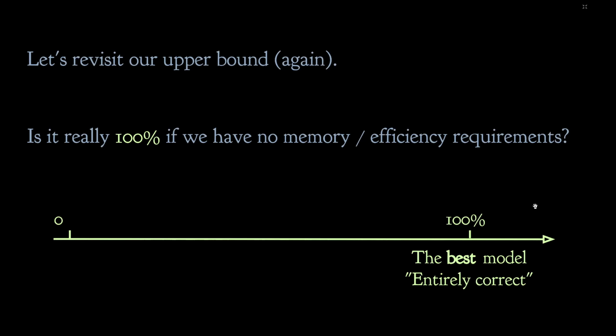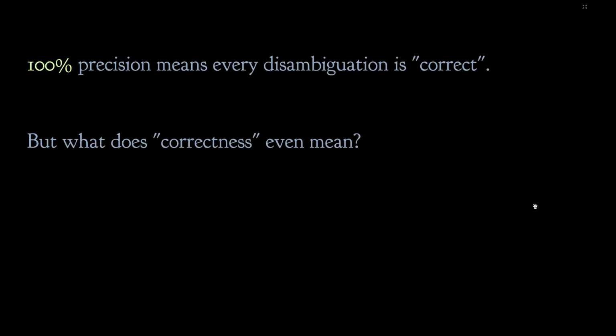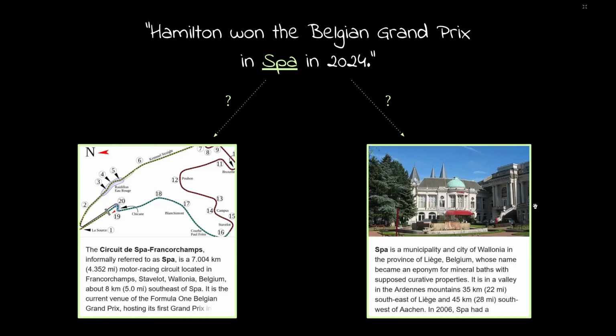Because what does 100% accuracy really mean? It means that everything you predict is entirely correct. And then we get a little bit into a philosophical part of the presentation, because what does it mean to be correct? If every disambiguation is correct, what does that really even mean? And let me give you an example. So we have here, again, the same sentence: Hamilton won the Belgian Grand Prix in Spa in 2024.